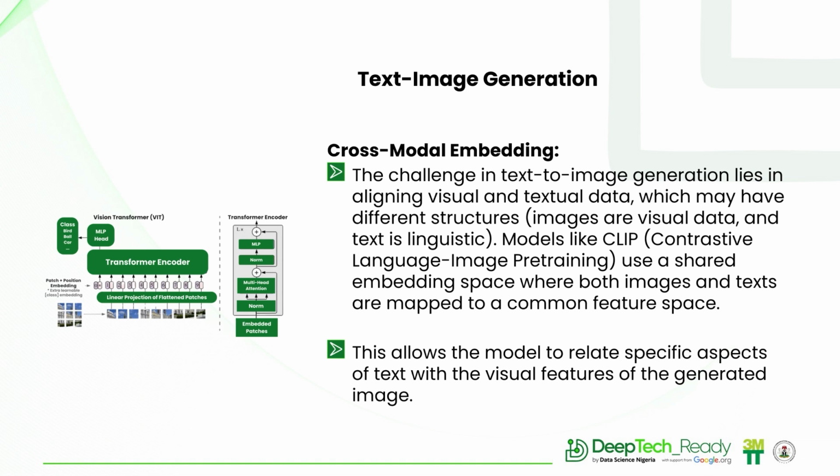So models like CLIP, which I'll talk about in the next video, that is contrastive language image pre-training, use a shared embedding space where both images and text are mapped to a common feature space. Thereby, this allows the model to relate specific aspects of the text with the visual features of the generated image. So that is how images are being guided into generating what the text is illustrating. So it's a very, very deep level of training or pre-trained model.